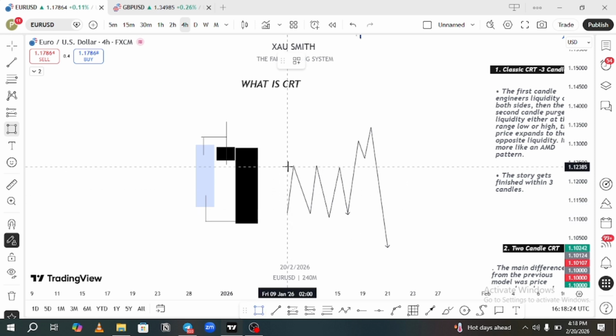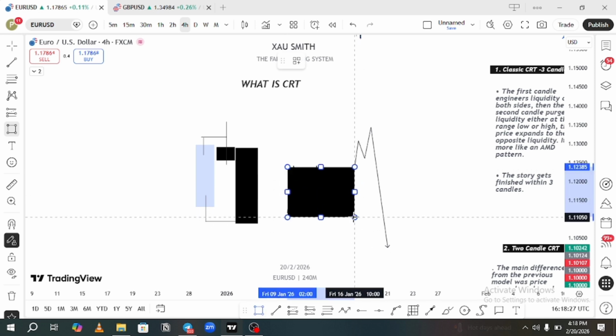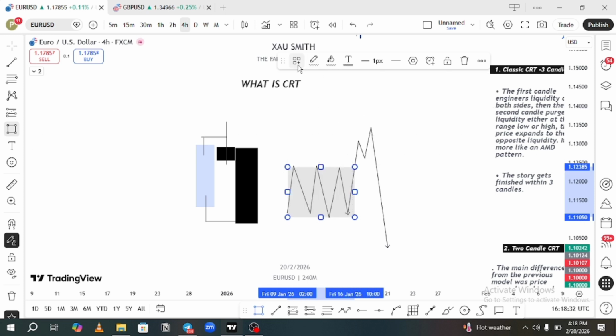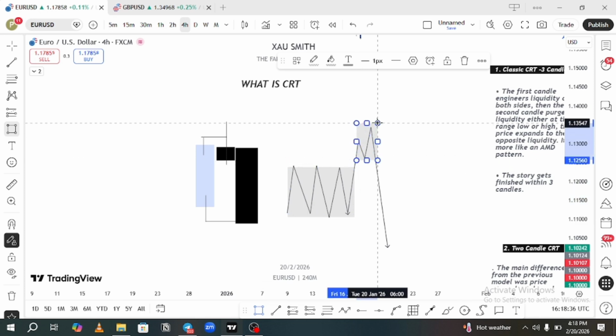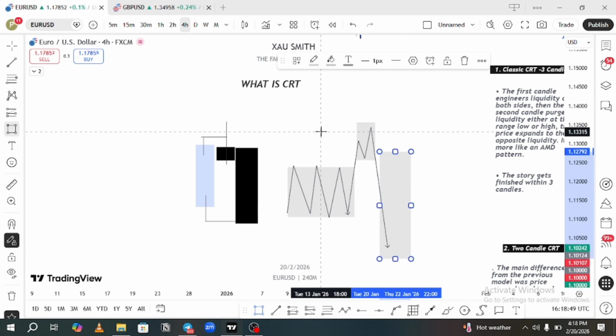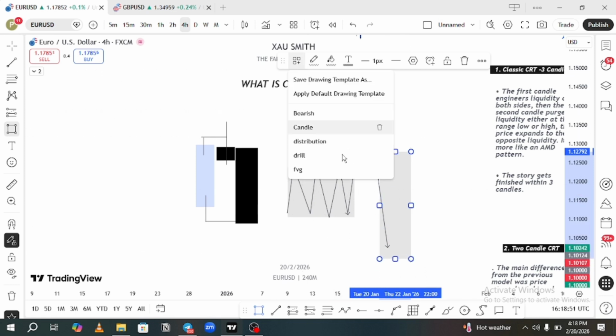The first candle being our accumulation candle, and the second candle coming to manipulate. Then the third candle will come to what? Distribute.